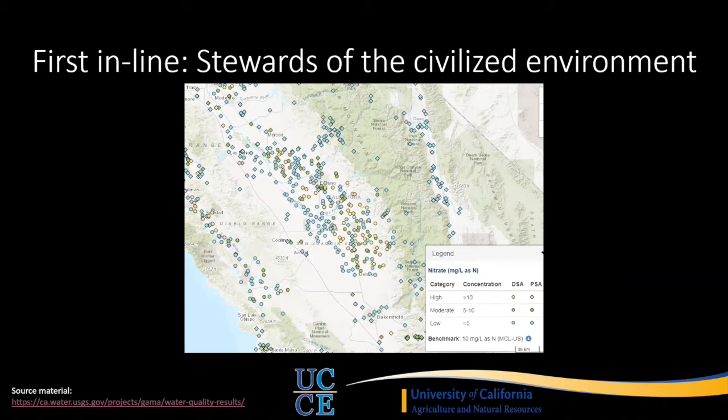Something that I think is very important for all of us to remember is that in a civilized society where we depend on agriculture for production of our food, our fiber, and some of our fuels, farmers are in fact the very first in line in our society to protect the quality of our environment.